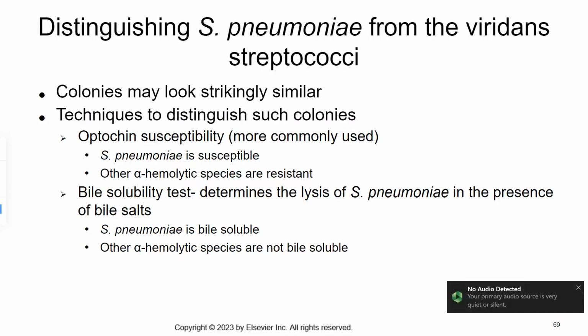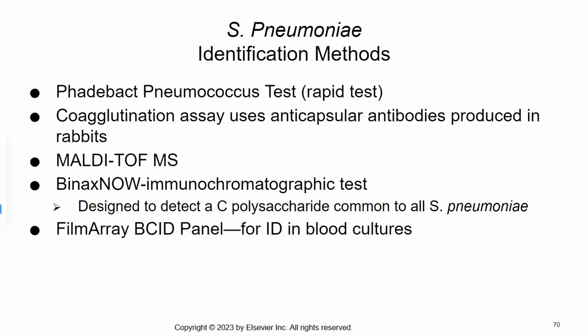How to distinguish S. pneumoniae from the viridans strep. Colonies may look very similar. Techniques to distinguish them include optochin susceptibility and bile solubility test. So S. pneumoniae is bile soluble. Other alpha hemolytic species are not bile soluble. Then there are some rapid tests that exist.